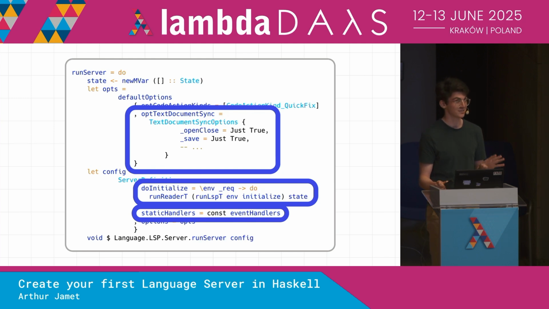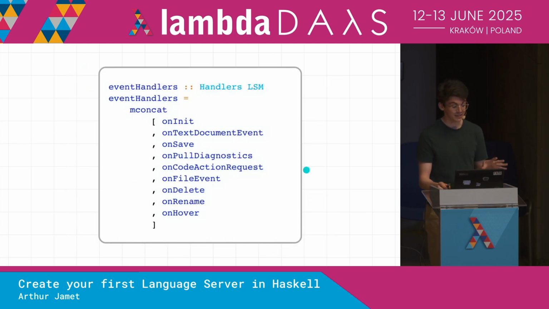And I did lose at least a couple of hours not understanding why I did not receive the events, even though I had the endpoints implemented. So, good thing to note. This is what the list of the event handlers looks like. It's pretty simple. You can grow it very easily. And each one of these just handles one event or request of the LSP protocol.